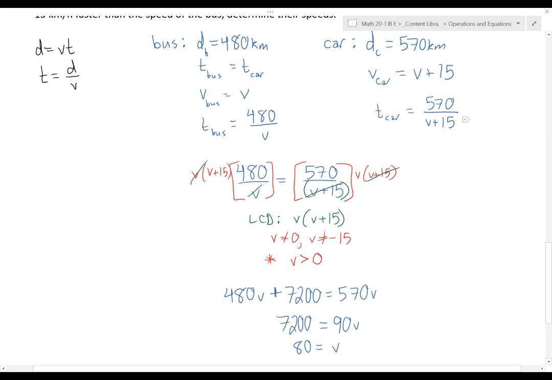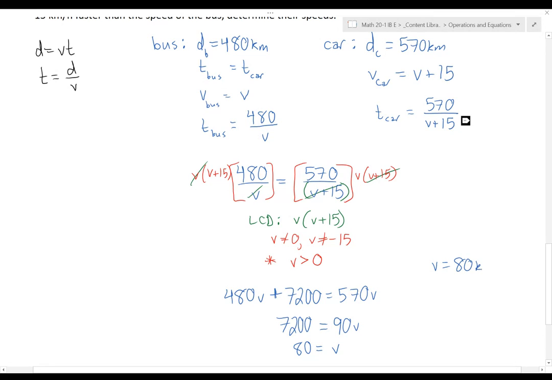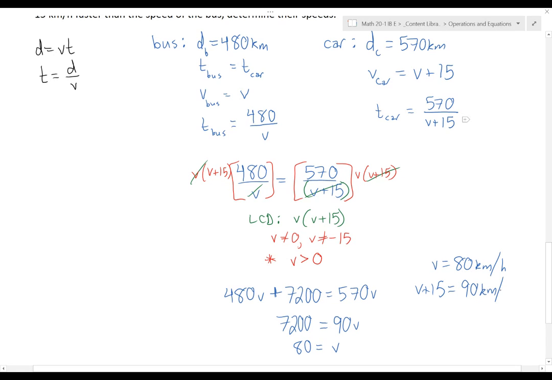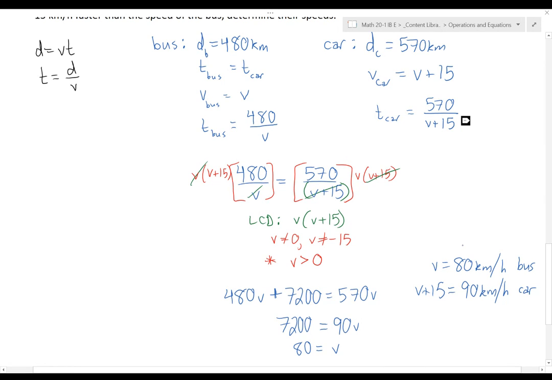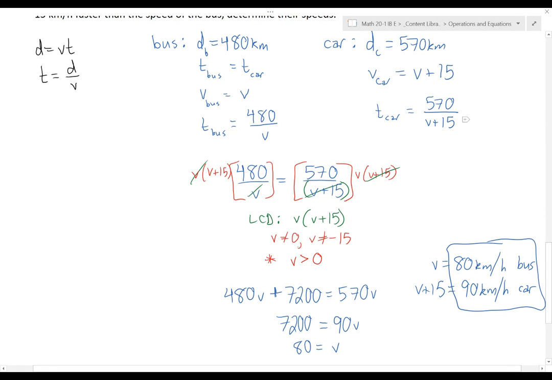That's not a non-permissible value. It does fall into a reasonable answer that I would expect for a speed. So V equals 80 kilometers per hour, which means that V plus 15 equals 90 kilometers per hour. So this is for the bus and this is for the car. We could verify these by actually doing the divisions to figure out if these are really the same time.